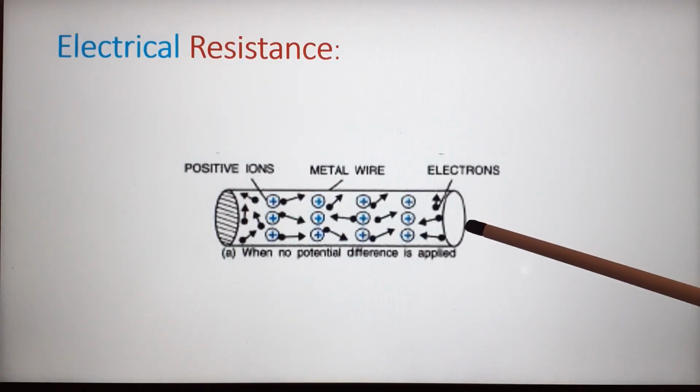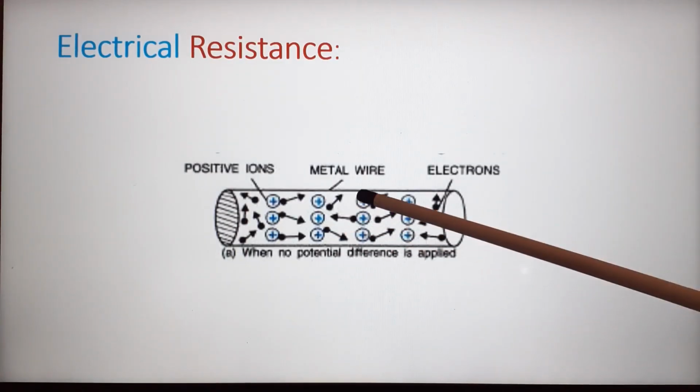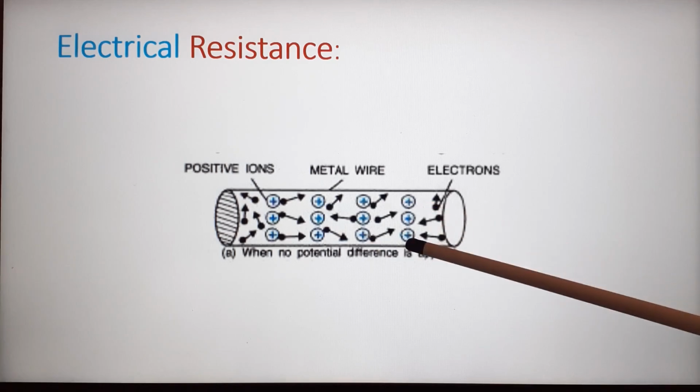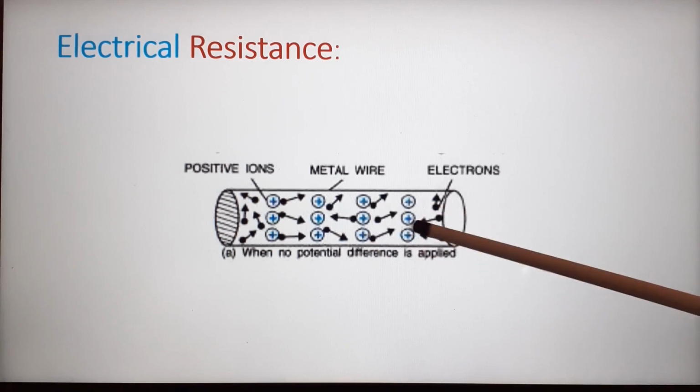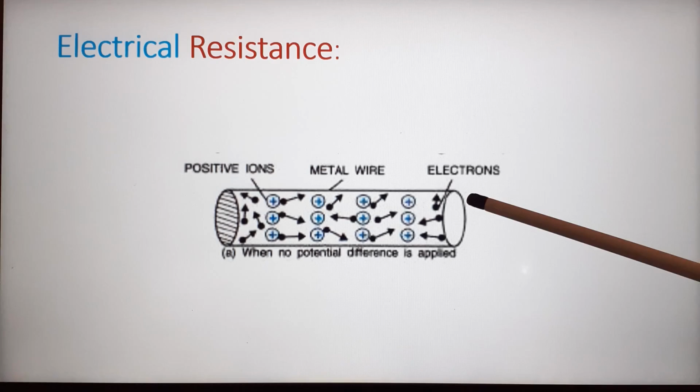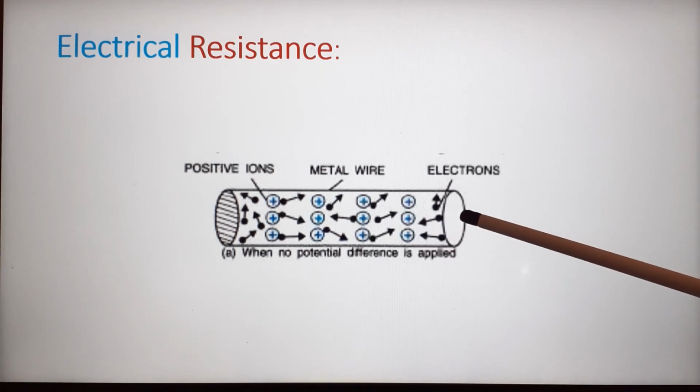Today's topic is electric resistance and Ohm's law. Let us consider this wire. In this wire, there are so many fixed positive ions and so many free electrons. Right now, there is no potential difference applied, so electrons are randomly moving.